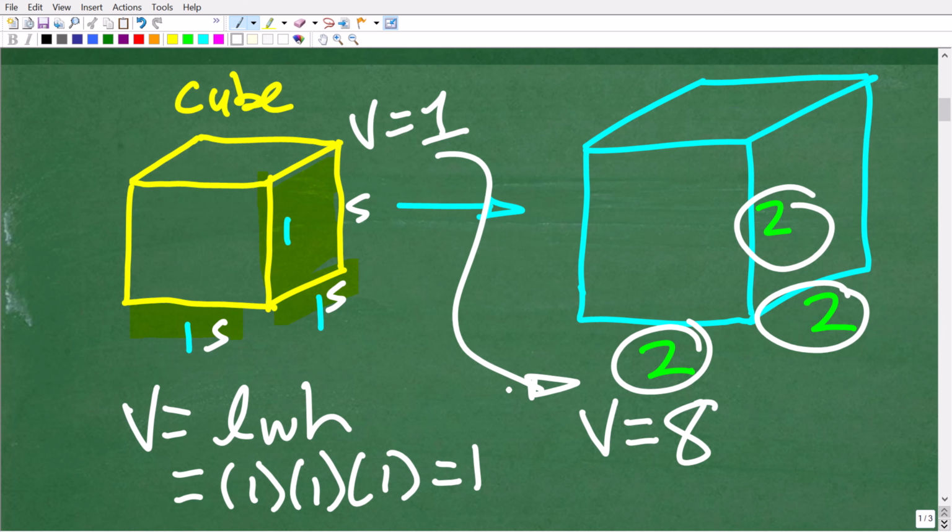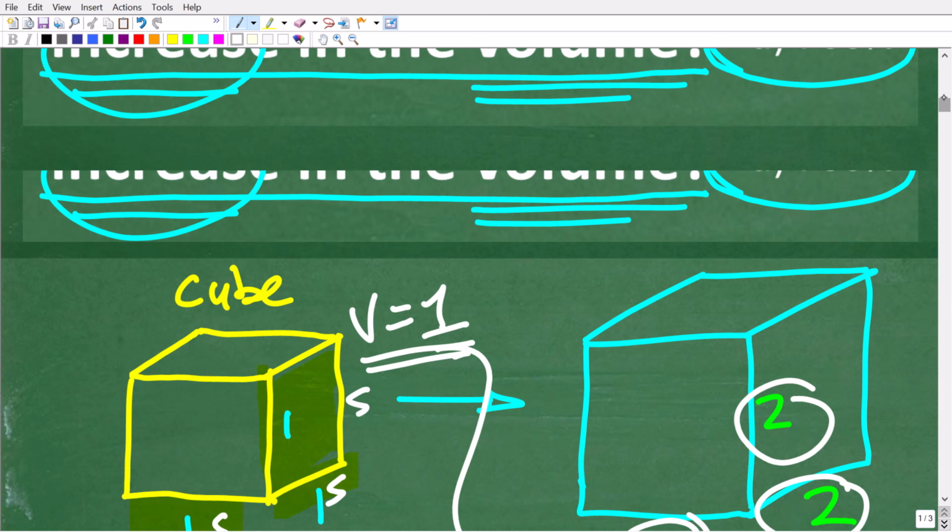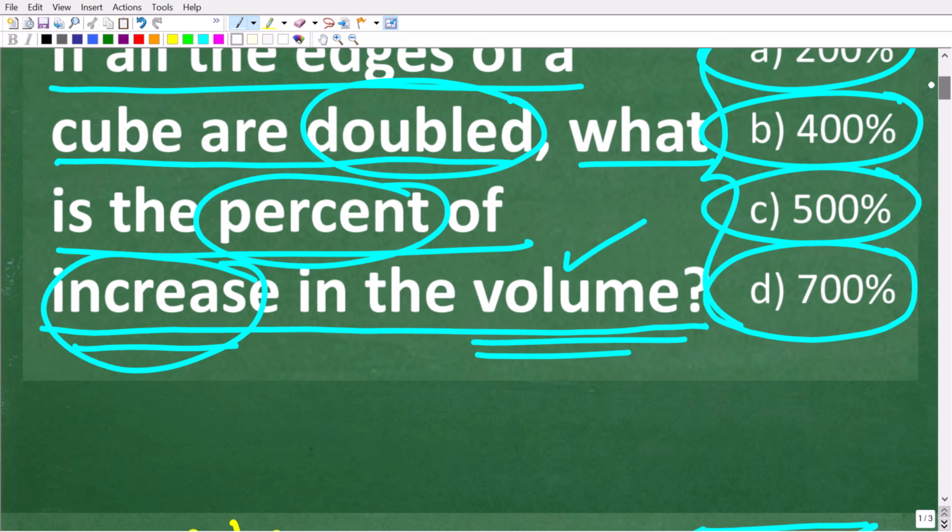So that's basically what's going on here in terms of the increase of volume. If you double the sides or the edges of a cube, your volume is going to go from 1 to 8. So now we need to deal with the second half of this problem, and that is what is the percent of increase in the volume?